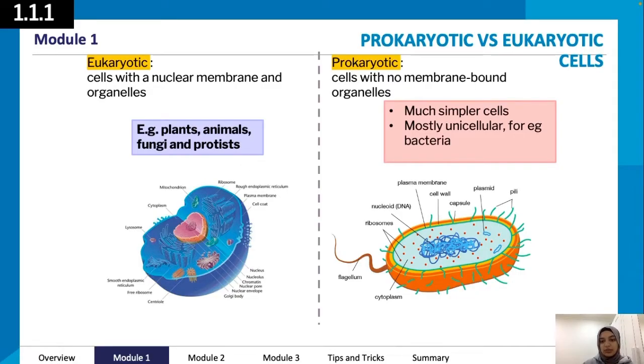So you want to be able to identify that and then be able to differentiate between them. One has a nuclear membrane, one has no membrane-bound organelles. Okay, so that's the difference. And you want to be able to remember examples for each one when you are differentiating. So eukaryotic: plants, animals, fungi, protists. Prokaryotic: bacteria.